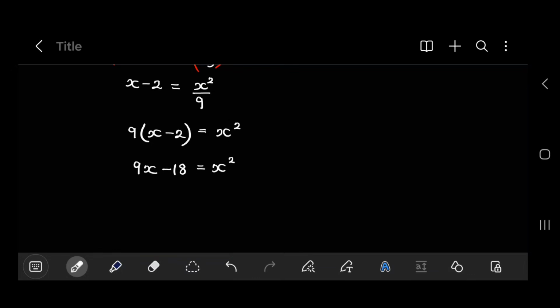And what we notice here is that we are going to get a trinomial. But we need to try to get it in standard quadratic format. Seeing that our x squared term is positive and it's on the right-hand side, let's keep it on the right-hand side. Let's take all the other terms over to the right. So on the left, we're left with 0. And on the right, we have x squared minus 9x plus 18. Now this can be factorized, or you can use the quadratic formula to solve for x.